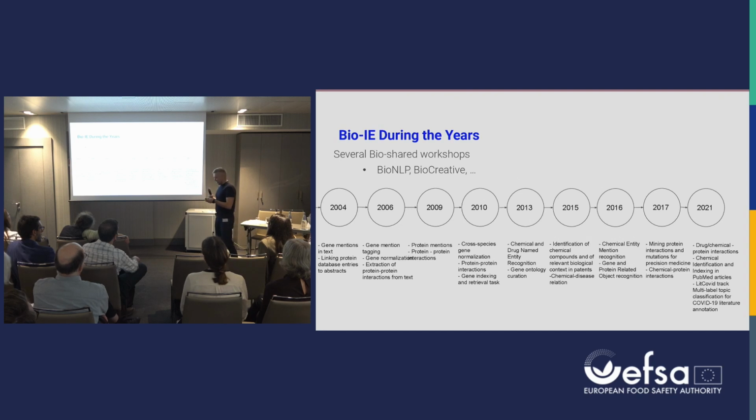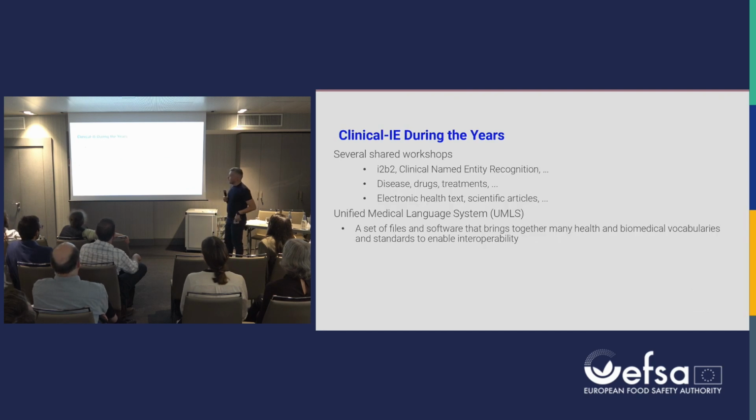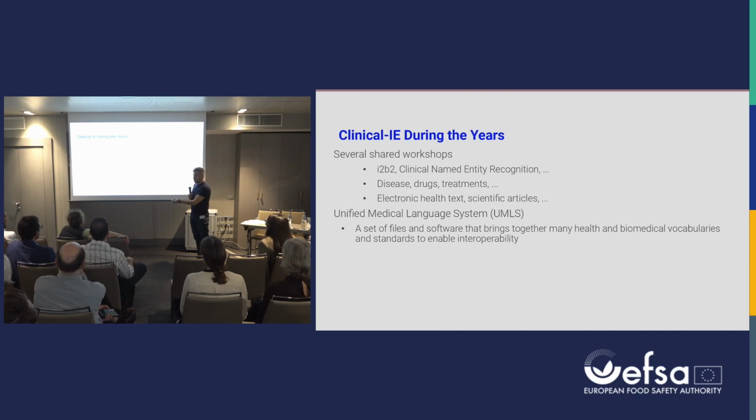So what is happening now? If you go to the clinical domain, again they are like this: I2B2, disease, drug, treatments, electronic health records. And why is this possible? Because we have the Unified Medical Language System. I can say for me it's a catalog with all existing ontologies, with all possible tools that can be used. And for example, from the advisory group of data of EFSA, I'm expecting such a catalog to be available, at least pointers where these tools can be found.